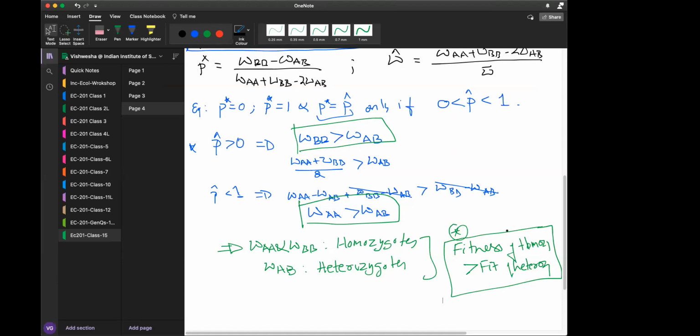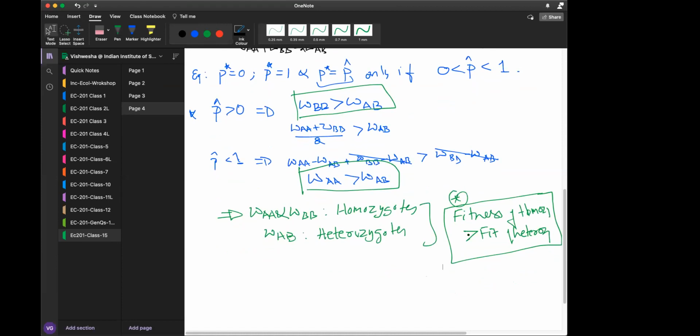And when the fitness of homozygote is greater than heterozygote, what do you expect? So what are the homozygotes here? AA or BB, right? If those are fitter than heterozygotes, can heterozygote eventually stay in the population? It will be an unstable equilibrium. So this means that we can just intuitively argue, right? PA is equal to 0 or PA is equal to 1 are stable equilibria in such a case.